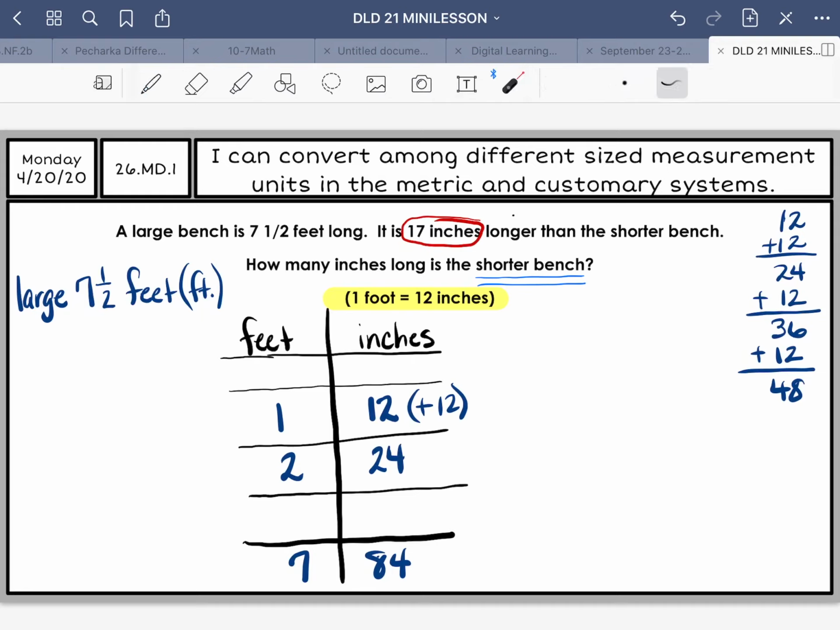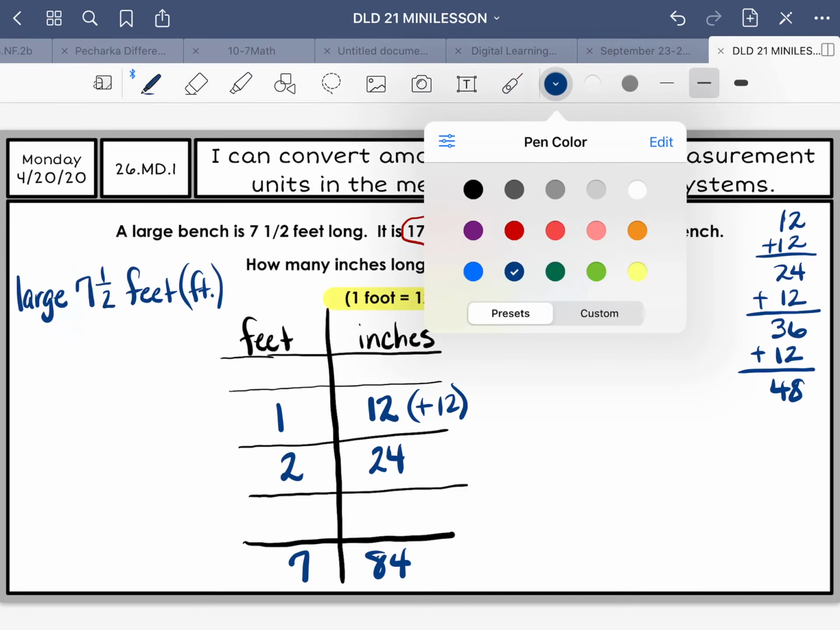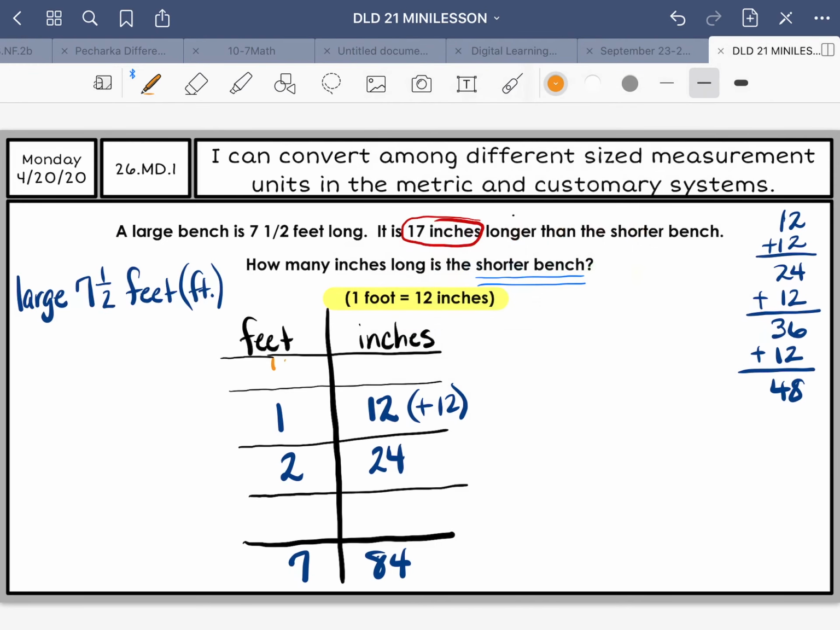But remember, I told you that we were going to come back up here to this space. We know that 7 feet equals 84 inches, but what about this half from the problem? What about this half right here? Well, it is 1/2 of a foot, and it equals 6 inches, because I'm taking the whole foot and I'm cutting it in half.